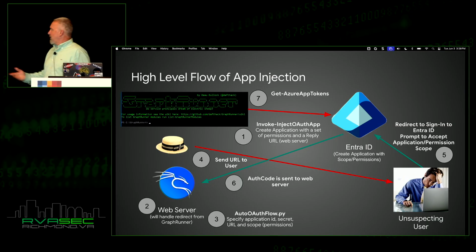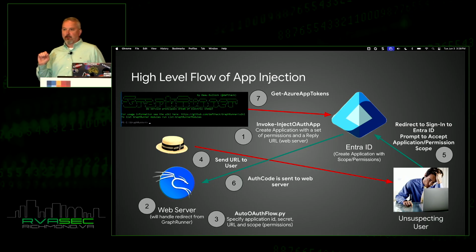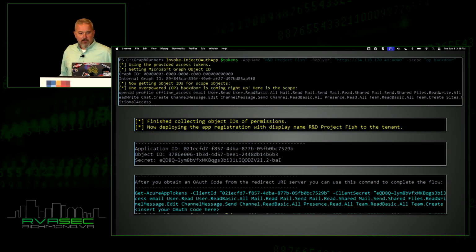I then sit back and wait. At some point, they have to go ahead and click. We'll see what that looks like here in a second. But when they do, and they go ahead and accept the scope, the redirect happens. The auth code is sent to the web server. I collect it off the web server, and then I close the circuit with my GraphRunner to have my application token, and I'm off and running. Okay? So let's see what this looks like.